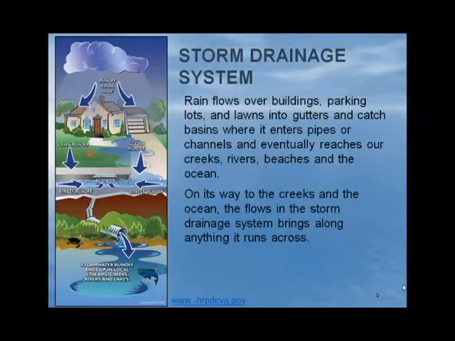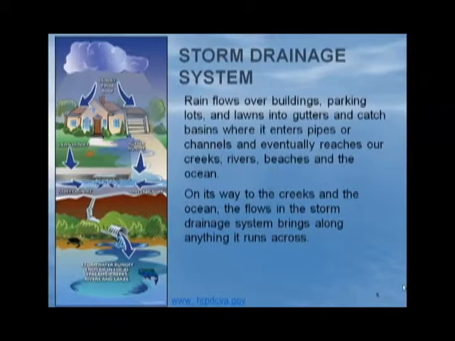Rainfall flows downhill through urban areas into gutters and catch basins, where it enters pipes or channels and eventually into creeks, rivers, and the ocean. Stormwater flows that enter the storm drain system from buildings, lawns, parking lots, and roads include rainfall runoff and other non-stormwater discharges, like irrigation water. Along the way, runoff can pick up any pollution that it runs across.